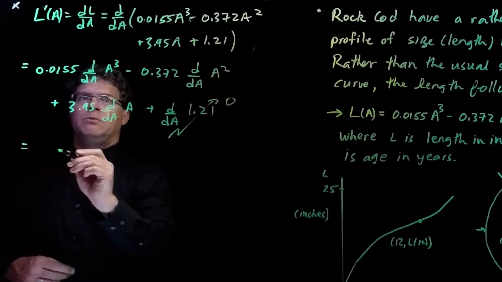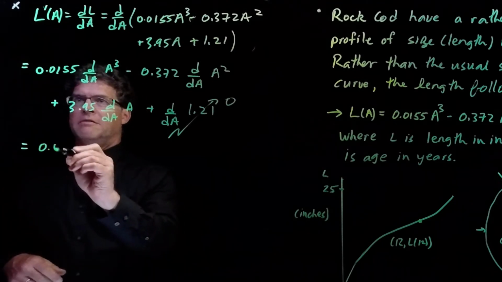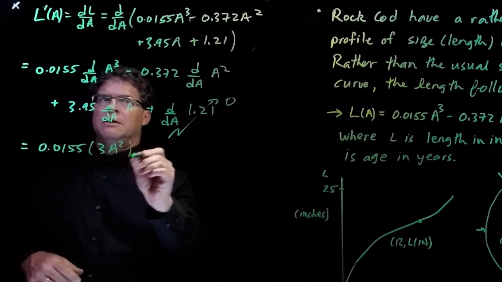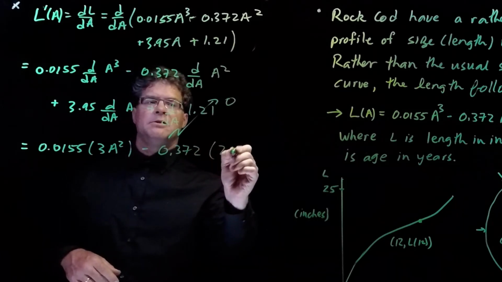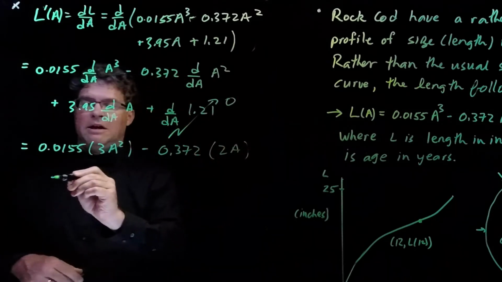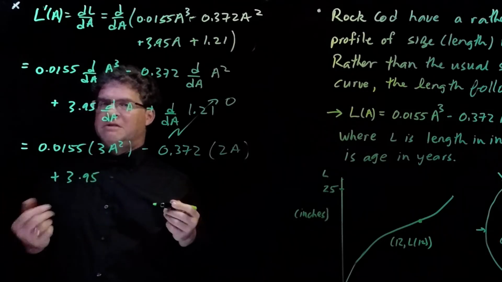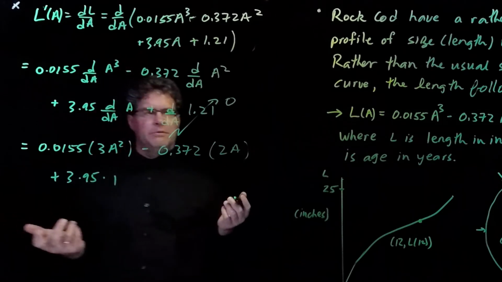On the next line, we just work out the derivatives using the power rule. So we have 0.0155 times 3 times A squared minus 0.372 times 2 times A plus 3.95. Derivative of A with respect to itself is 1. Okay, so we have the derivative.